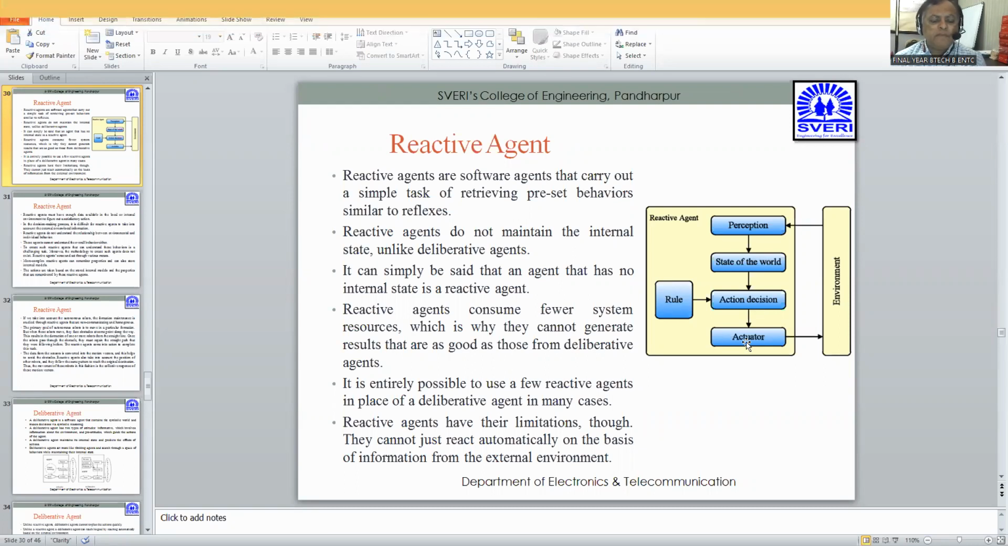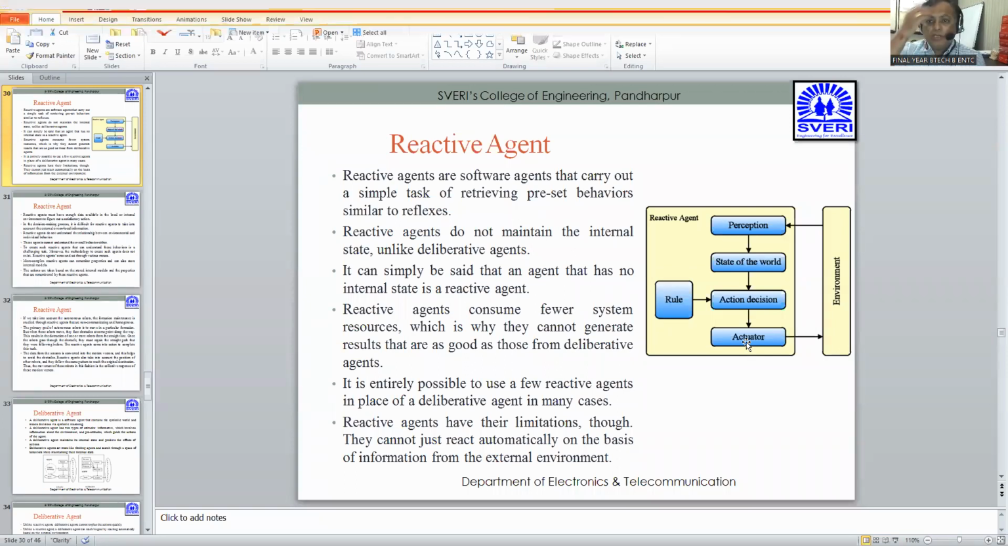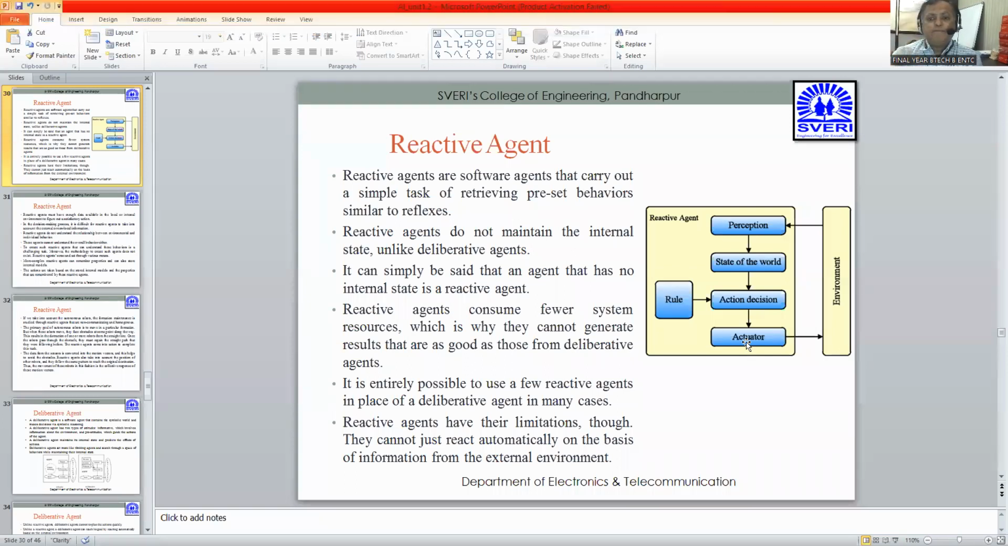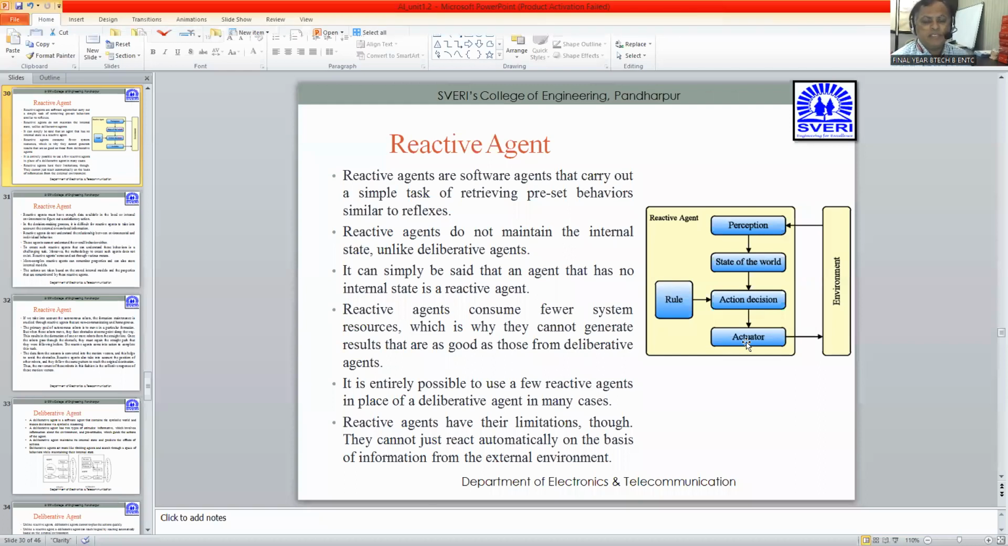It is entirely possible to use a few reactive agents in place of a deliberative agent in many cases. So there is also one more case: why not go for multiple reactive agents instead of selecting one deliberative agent in many cases. You can use a number of reactive agents in place of one deliberative agent.